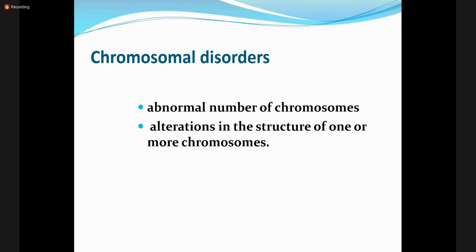Now, coming to the chromosomal disorders, what do we understand by the term chromosomal disorders? First of all, we now have a clear idea of what a normal karyotype is. It is 46XX, 46XY. If there is any alteration in this normal number of chromosomes, that is, an abnormal number of chromosomes, that can be a chromosomal disorder, or an alteration in the structure of one or more chromosomes. Either the number of chromosomes is defective, there is an extra chromosome, or one chromosome is lacking, or there is alteration in the structure of one or more chromosomes.